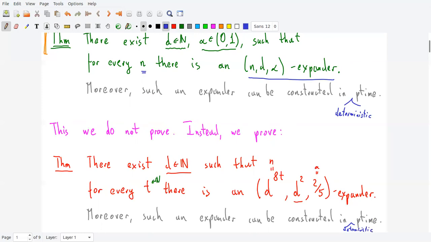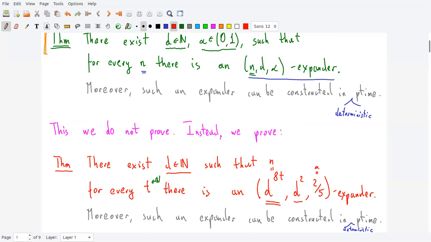So how do these two statements differ? In here, I said that I can find an expander for every possible n. So for n equal to 1, 2, 3, 4, 5, and so on. In this statement, I'm requiring that the number of vertices is a power of d, actually a power of d to the 8.